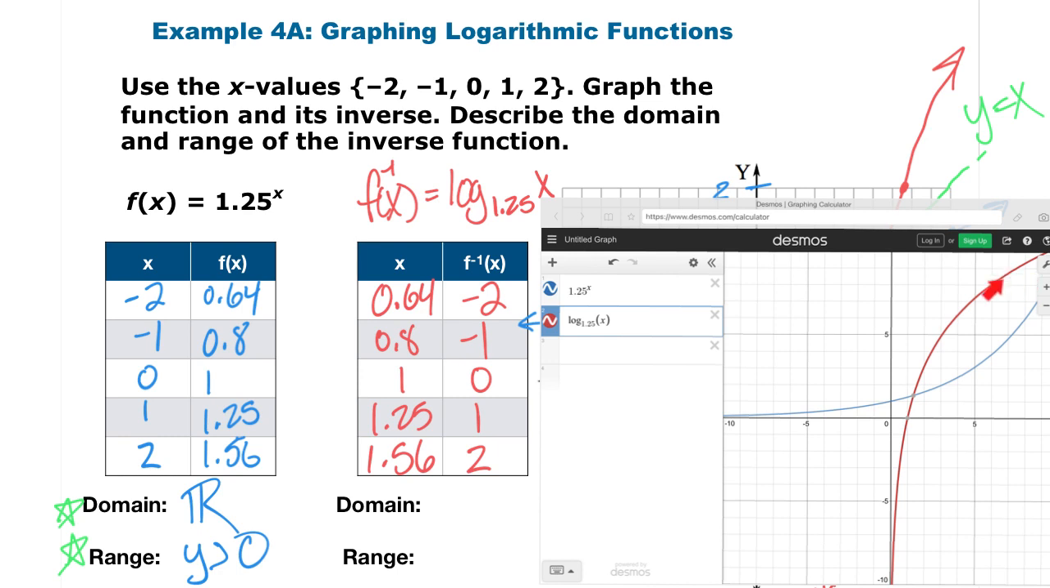Going to our inverse function, the red line, our domain, it looks like it has to be x values being all positive because we have an asymptote here where the y-axis, the function gets closer to the y-axis but never touches it. So the domain is x is greater than 0, and our range, our y values, is going to be all reals.